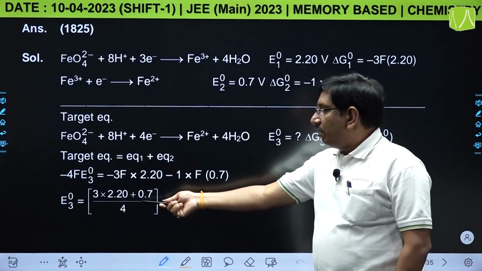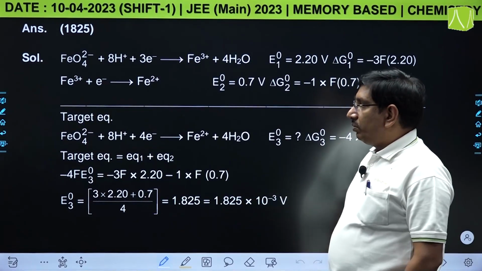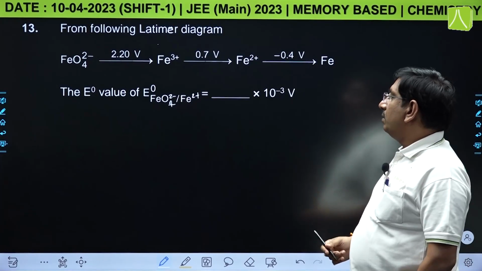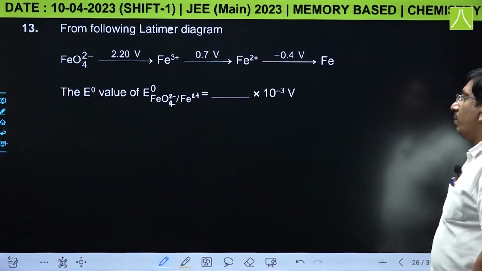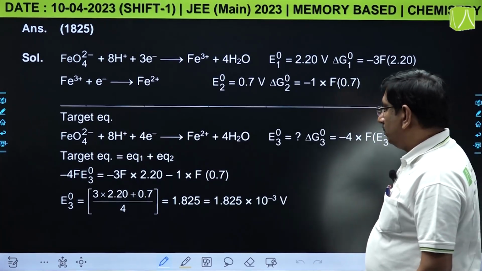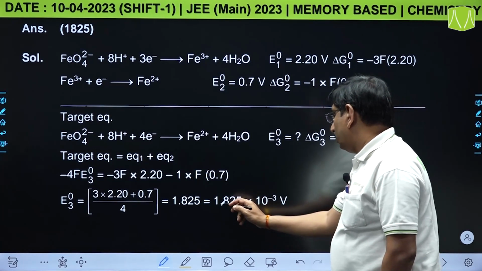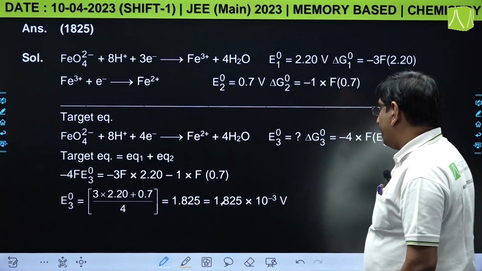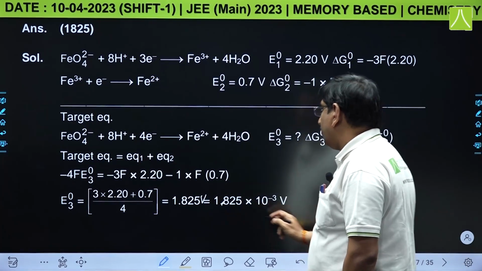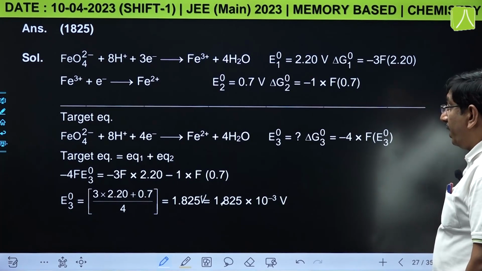From this, E3 naught is calculated by putting the data, and we are getting 1.825, but here the option is given in terms of dash into 10 power minus 3 volts. It can be 1825 into 10 power minus 3 volts. So, the answer is 1825.